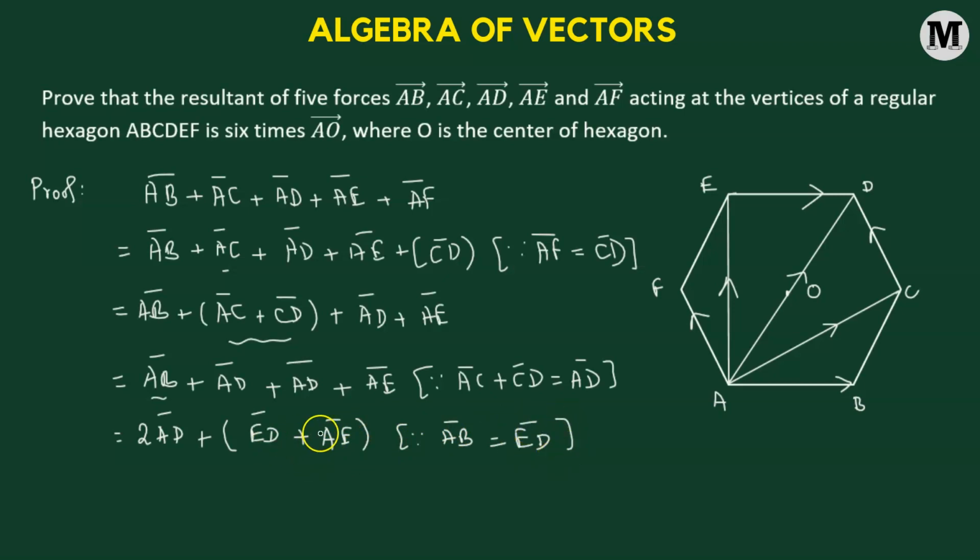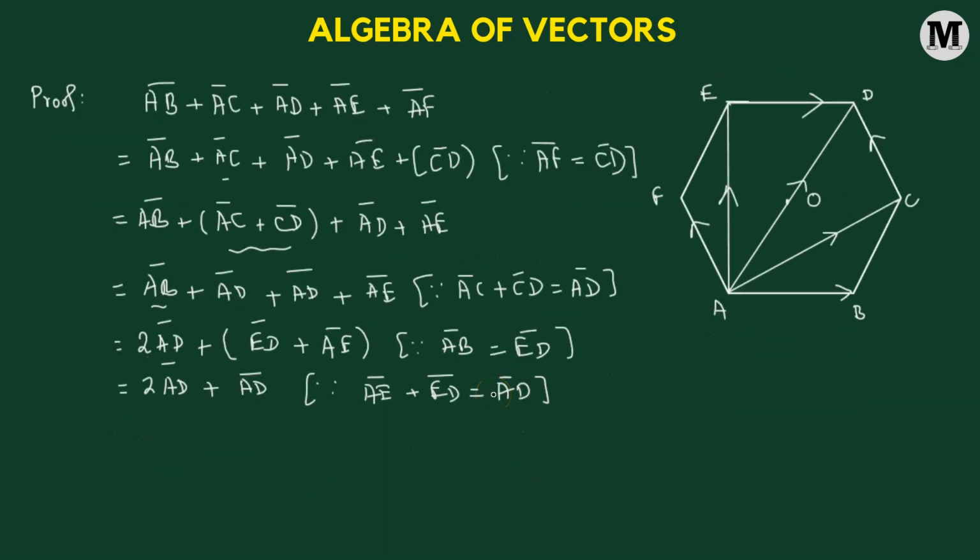Now we have ED vector added to AE vector, or in other words we can say we have AE vector added to ED vector. So from the triangle law of vector addition, this will be equal to AD vector. We have 2 times AD vector plus AD vector. So here we have also used the fact that AE vector added to the vector ED becomes equal to the vector AD. Fine. So that means now the resultant reduces to 3 times the vector AD.